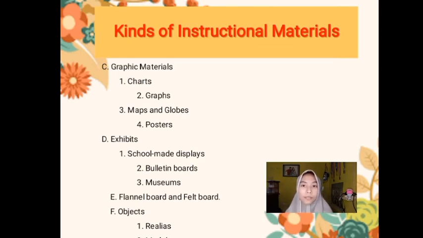And next is flannel board and felt board. These materials are a very beautiful way to teach very young children about the alphabet, allegorical tales, and more. A flannel board or felt board helps children explore stories, use their imagination, improve fine motor skills, and open up their creativity. Last is objects, for example, reliefs and models.